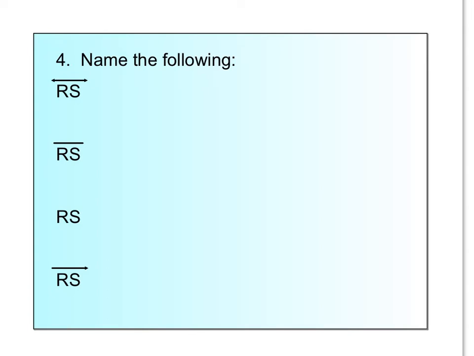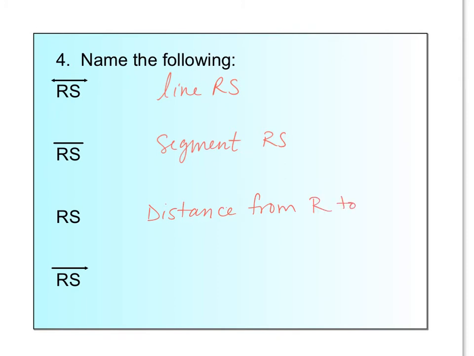The first one has 2 arrows on it, so that is line RS. The second one, no arrows, just a bar, that is segment RS. The third one has nothing above it. Remember, that means the distance from R to S. And then the last one has 1 arrow, so that is ray RS. It goes off in one direction forever and ever.